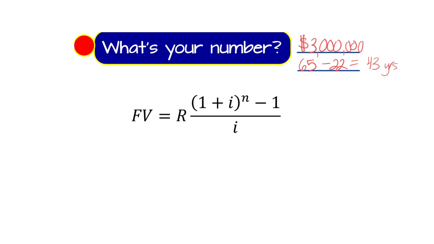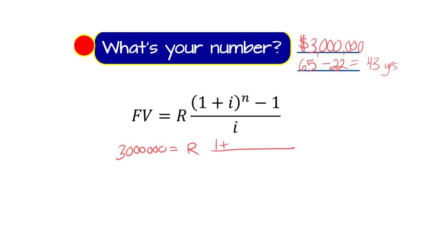Our job here is to figure out how much we need to be saving. What does that regular payment need to be to be at $3 million in 43 years? I'm going to keep using my 3 million and my 43, but you can do yours. I'd rather you do yours so you have something that's helpful to you. Let's go through this process. The future value of my investment is going to be 3 million. I don't know what the regular payment is. That's what I'm trying to figure out so I can plan ahead.